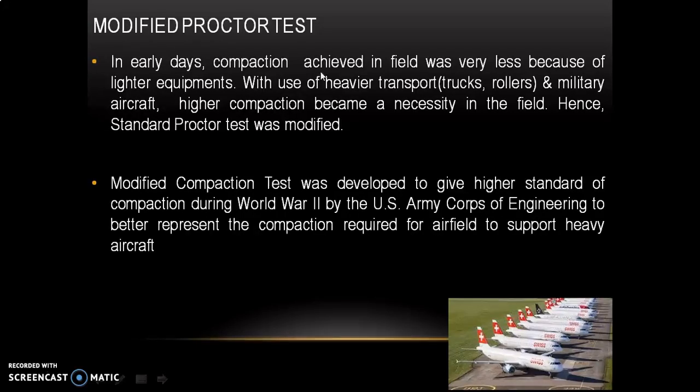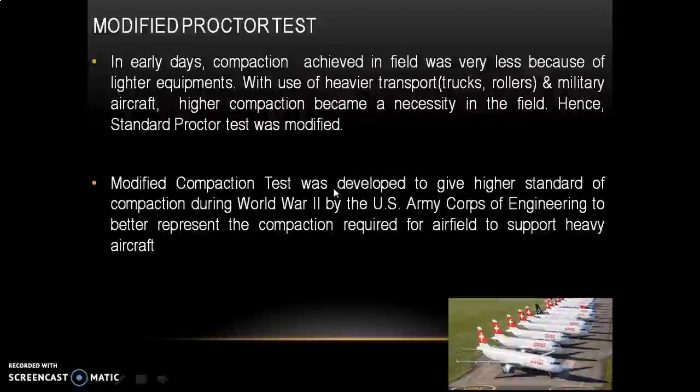In early days, compaction achieved in field was very less as lighter equipments were being used. With the use of heavier transport, like for example, trucks, rollers, and military aircraft, higher compaction became a necessity in the field. Hence, standard Proctor test was to be modified.